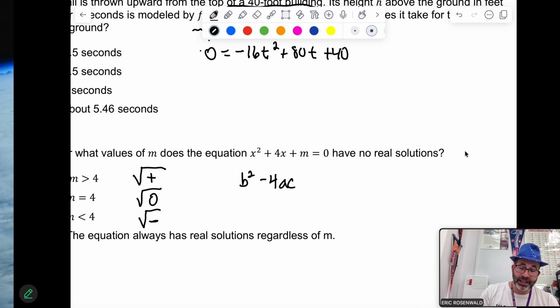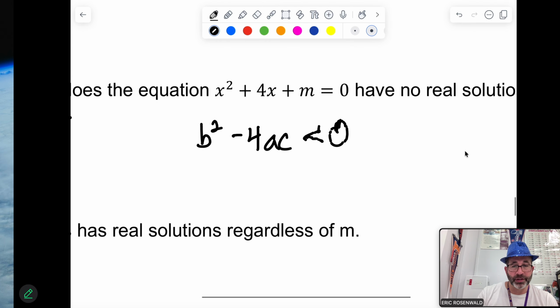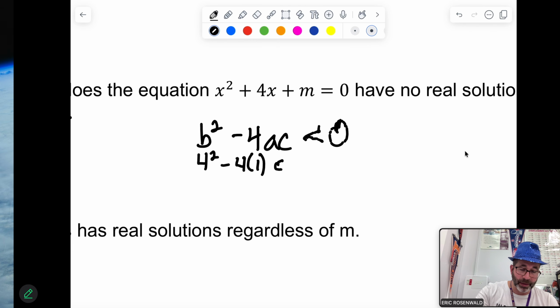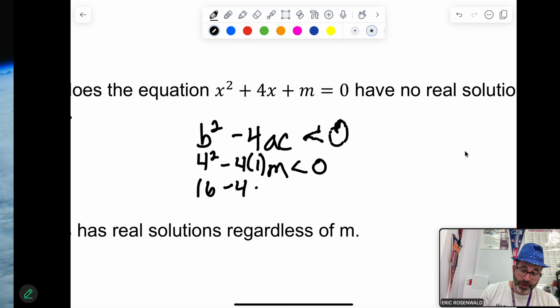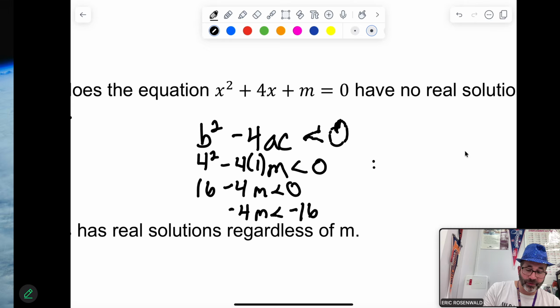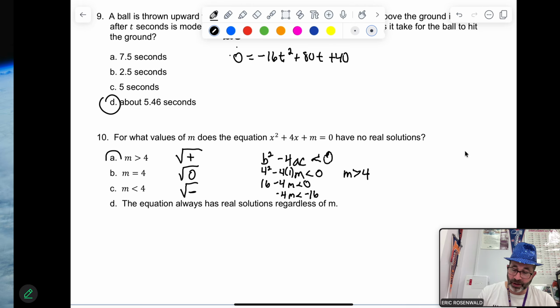So that means when is this going to be negative, or another way of saying it is when is this going to be less than 0? So let's plug in our values that we have here and solve for this. My b value is a 4, so we're going to have 4 squared. My a value is a 1. My c is just m. And we're going to solve for m. So we have 16 minus 4m is less than 0. That means that negative 4m is less than negative 16. And if we divide both sides by negative 4, we get m is greater than 4. And there's your answer, when m is greater than 4.